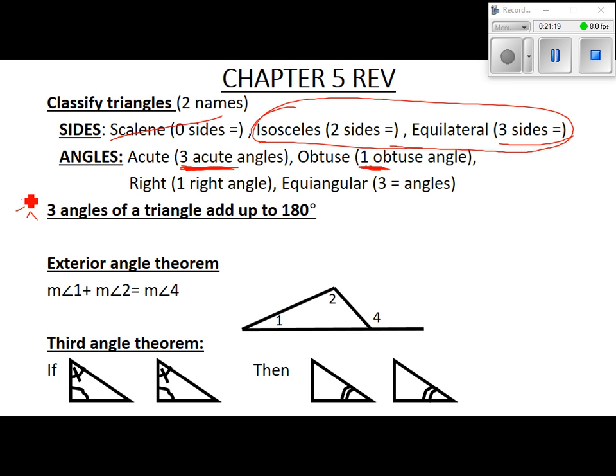One of the key things, key rules that we learned this chapter, I'm not sure why my pen's not working so well.